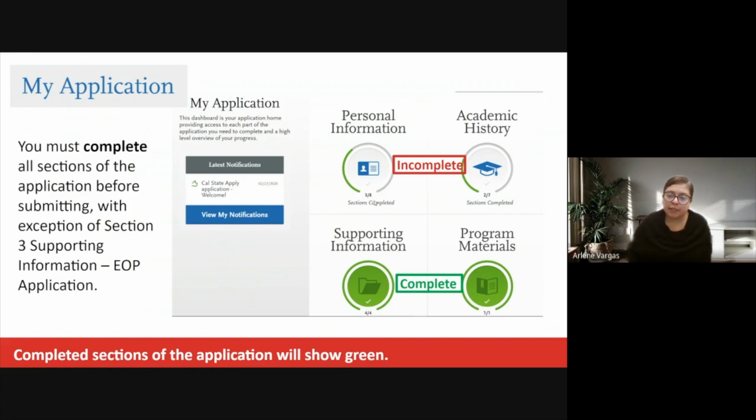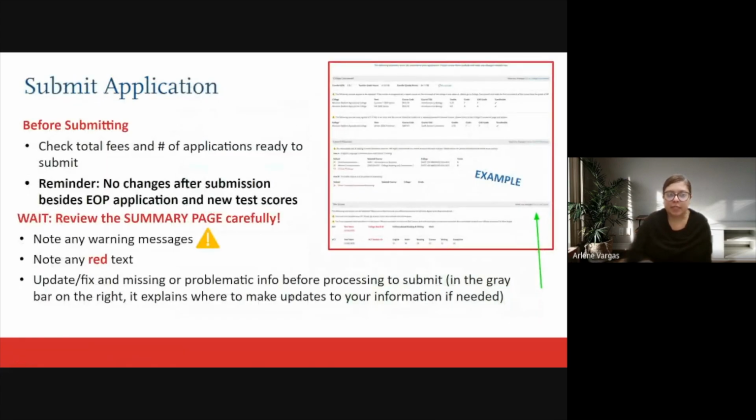So if you're done, then it'll show the green circles, right? And this shows that the supporting information and program materials is 100% complete. And then here it shows that personal information is almost halfway done, and academic history is almost halfway done, but not completed as of yet. Okay, so that's really important. So once you see all green, that's when they're 100% complete.